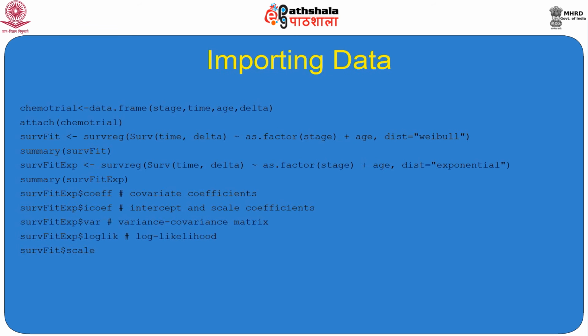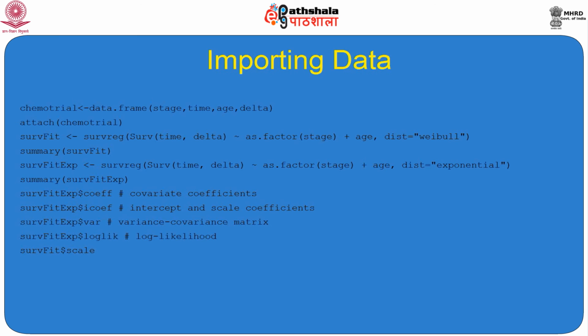Now coming to another choice of distribution. Since we don't know how the data distribution is fitted, as a natural choice we initially considered it as a variable distribution. The same variables, time and delta, are altered with the choice of distribution as exponential, and survfit of exponential is called. The results of the covariate regression observed by applying the survfit exp are called survfit exp with coefficients. The intercept and scale coefficients are given as survfit exp with I coefficients.